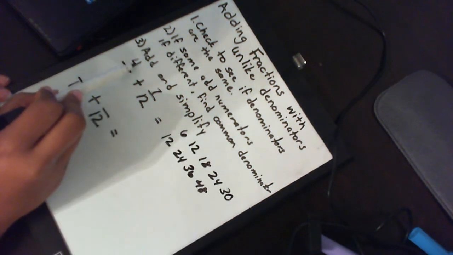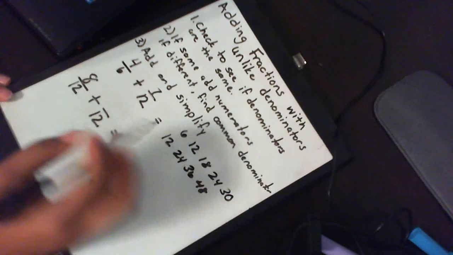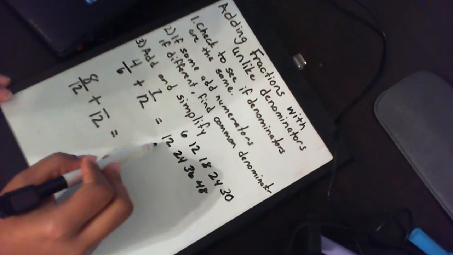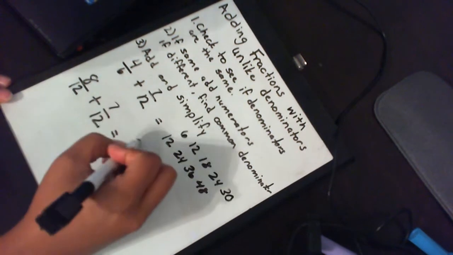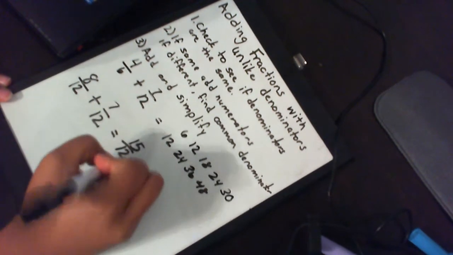So I'm going to multiply this 4 by 2 and get 8. Now for this 12, we went 1 spot. So we multiply this by 1, and that becomes a 7. And then we get 15 twelfths.